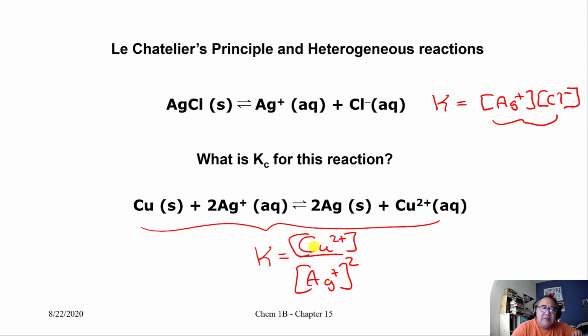A lot of times there'll be a solid in a reaction, and one of the questions will ask you what happens when you change the concentration or the amount of, let's say, silver in the solution, or the solid in the solution, or the liquid of the solution.